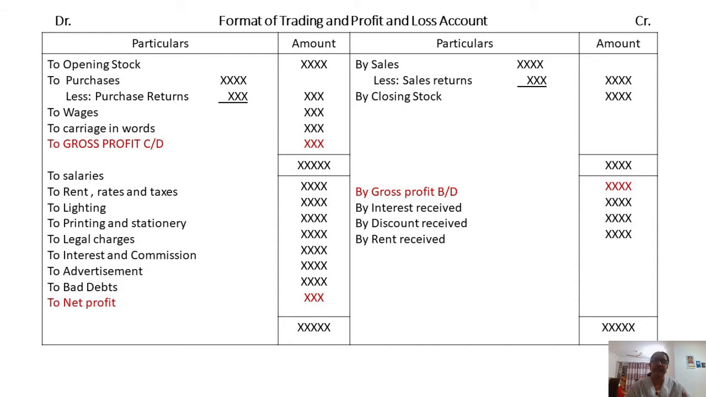Then after taking all these direct expenses and incomes, the amount column is totaled. This is the credit side and this is the debit side. Normally we expect the credit column to be more because it is an income column. If the income column is more than the expenditure, then we get gross profit. If the debit side is more, if the expenditure is more than the income, then we get a loss. Normally, we expect that the credit side should be more.